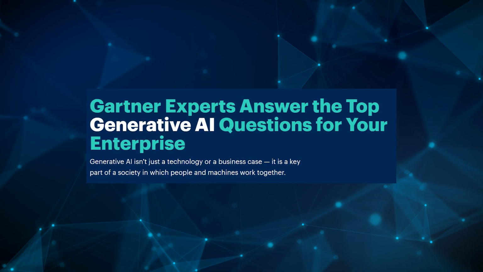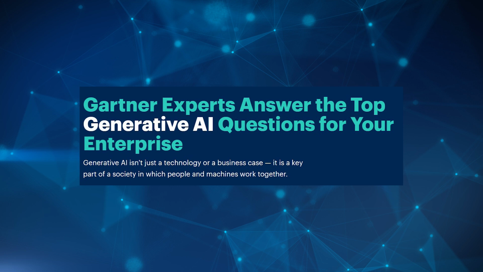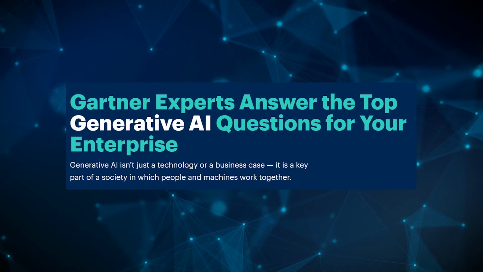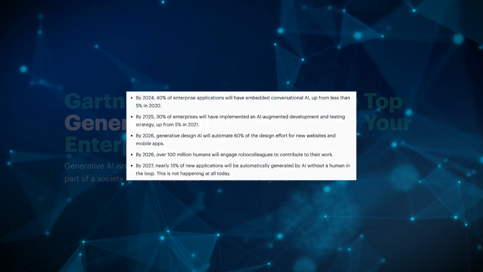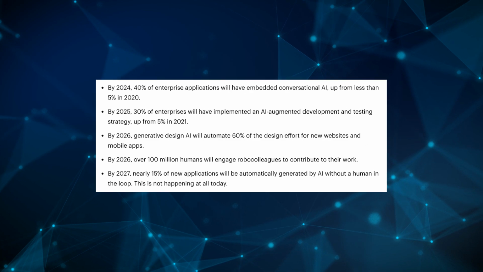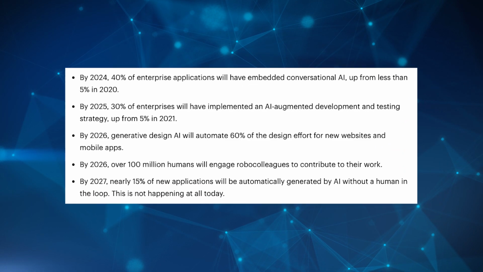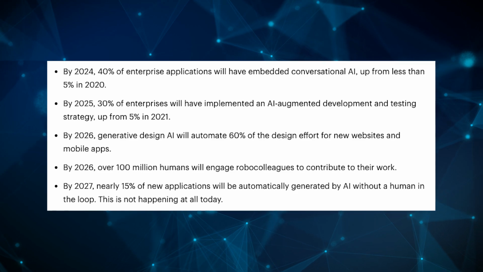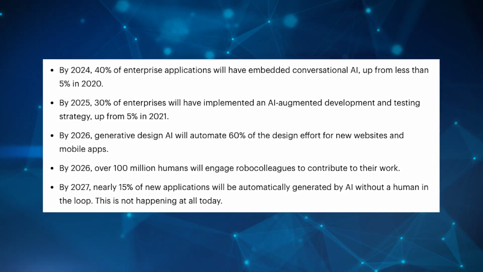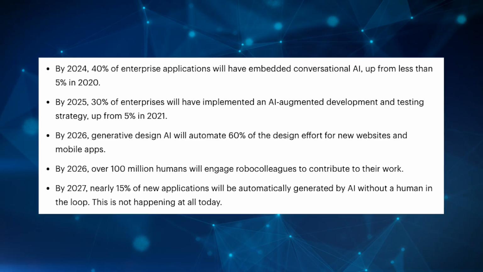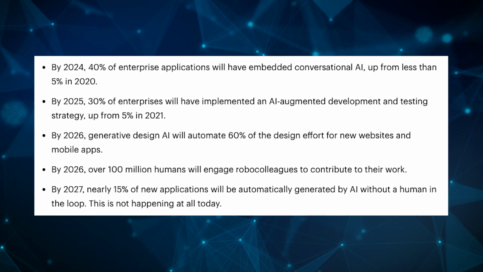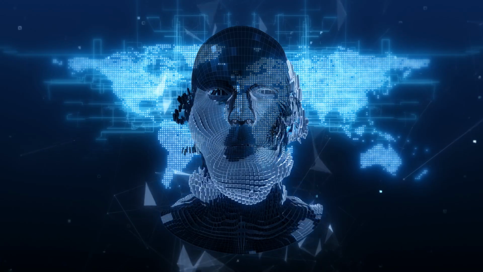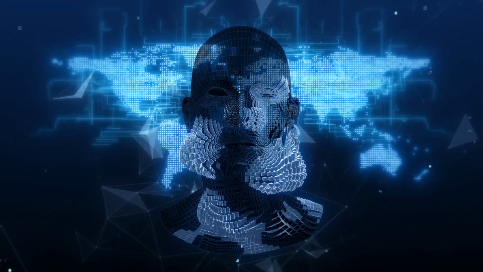According to Gartner, generative AI is going to hit it big on enterprises over the next 5 years, predicting that 40% of enterprise applications will have conversational Gen AI embedded into it by 2024. And to take it further in the same report, by 2025, 30% of enterprises will have implemented an AI-augmented development and testing strategy. And by 2026, generative design AI will automate 60% of the design effort for new websites and mobile apps. And by 2027, nearly 15% of new applications will automatically be generated by AI without humans in the loop.